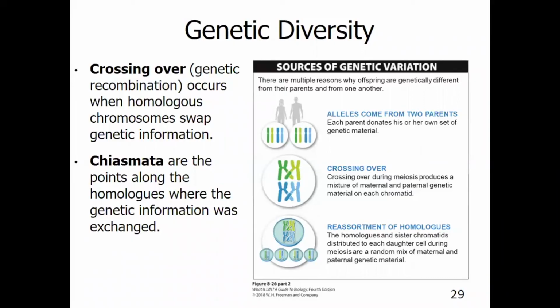The third way to increase genetic diversity is through reassortment of homologous chromosomes. What this essentially means is that the way the chromosomes separate from one another during meiosis is random, so that we don't get all of the maternal chromosomes in one gamete and all of the paternal chromosomes in another gamete. There's a mixture of chromosomes.